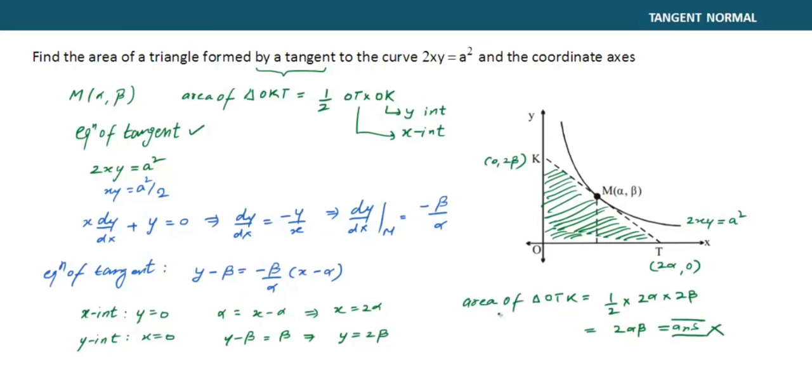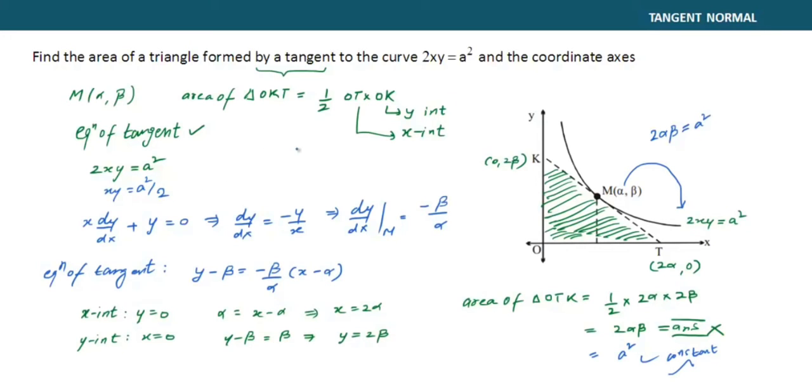You have assumed alpha and beta, so you need to remove alpha beta from the answer, otherwise it will not match. But can you tell me where alpha beta lie? Alpha beta lies on the curve, so it will satisfy the equation of the curve also, which is this one. So if you satisfy this, it becomes 2 alpha beta is equal to a square. So the answer is nothing but a square. If you notice, which is constant, it is independent of any variable, right? This is independent of any variable over here. Okay, so this is how this question has to be treated.